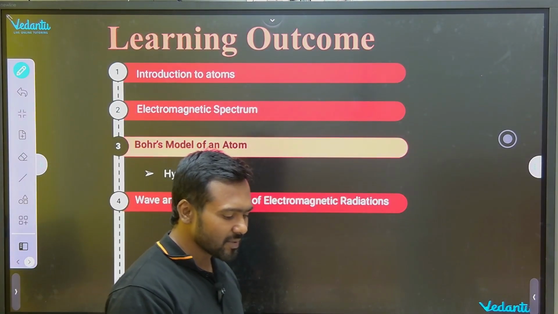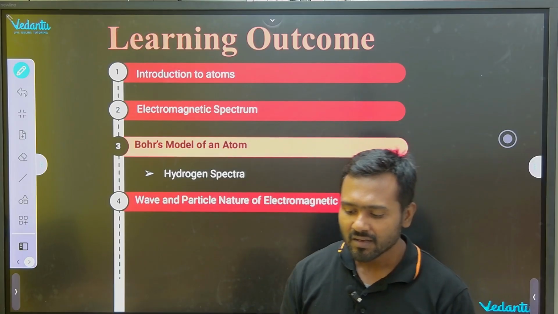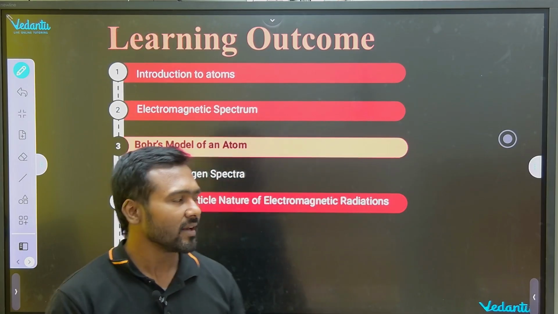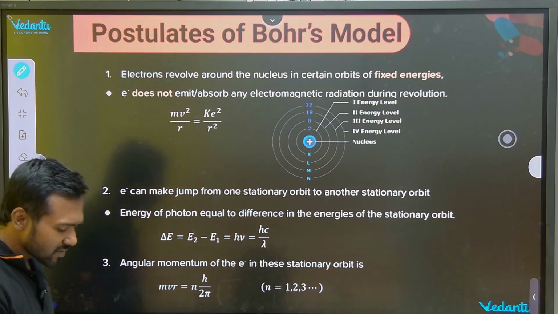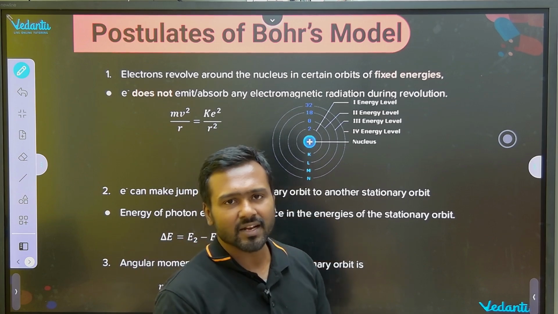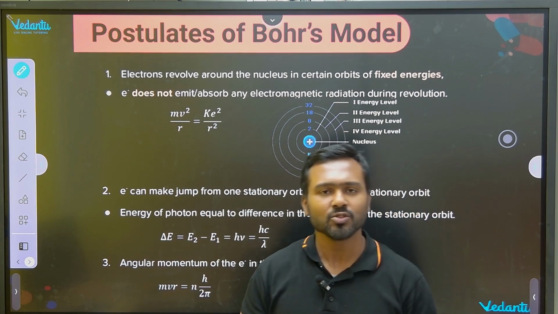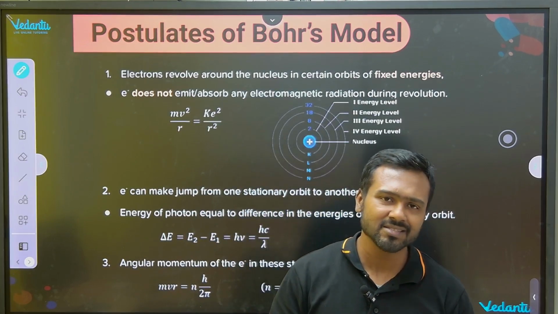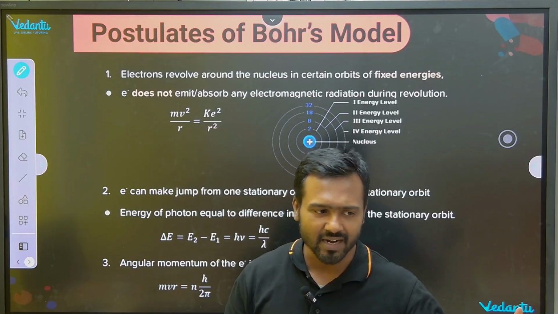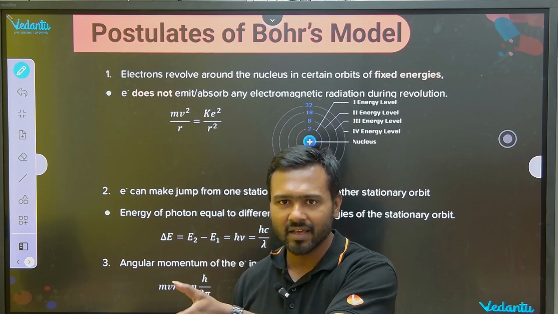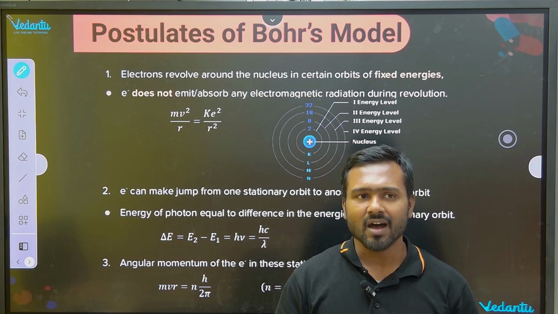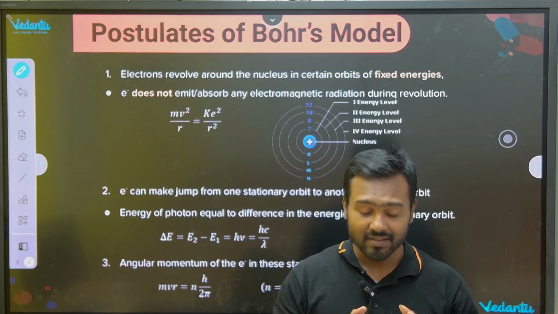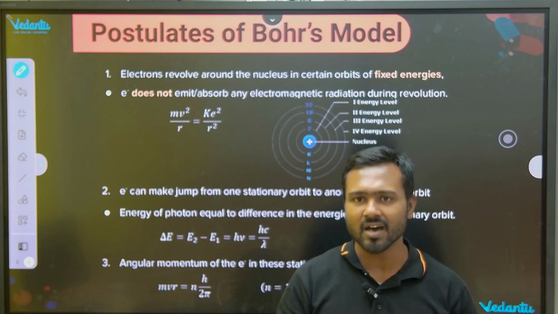Right. So that is about Planck's quantum theory and wave parameters. Next we will see Bohr's model of an atom. Bohr said the electrons are revolving in a circular path, and those are called orbits. They are named K, L, M, N from the inside. K, L, M, N.